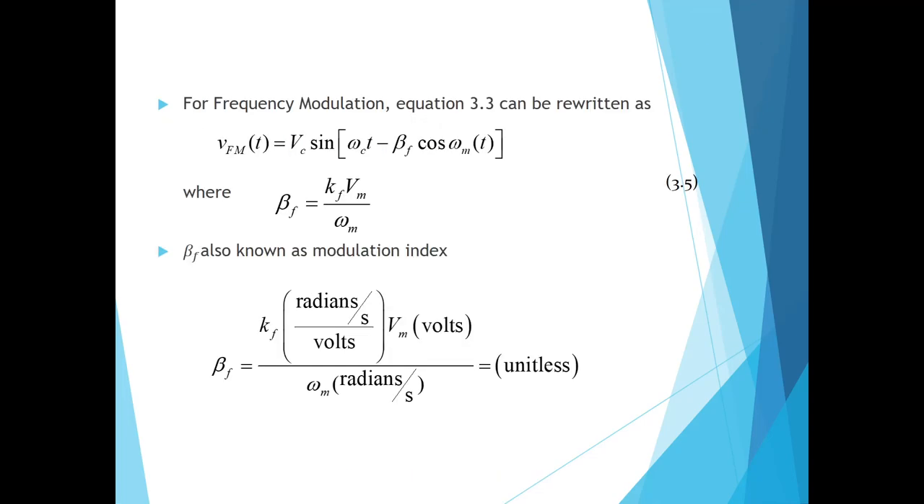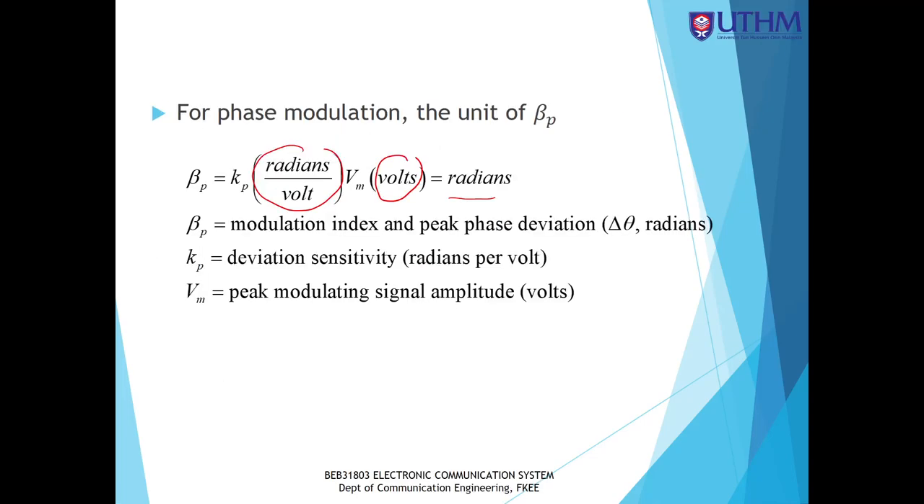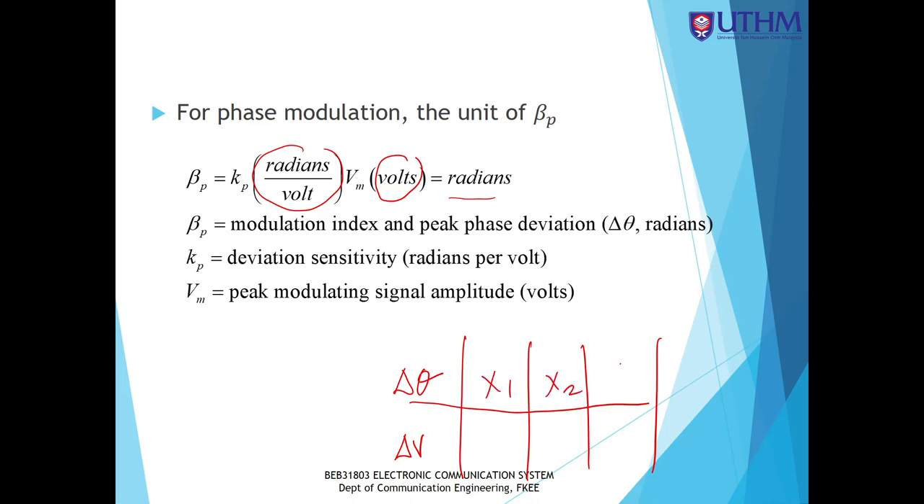So in the previous final exam, a question came out to find the value of KP, if I'm not mistaken. You are given a table. Okay, you are given what we call the delta theta parameter and also the delta V parameter. Okay, so here is x1, x2, x3. You are given a value in terms of radians. Okay, and then here a value in terms of voltage.